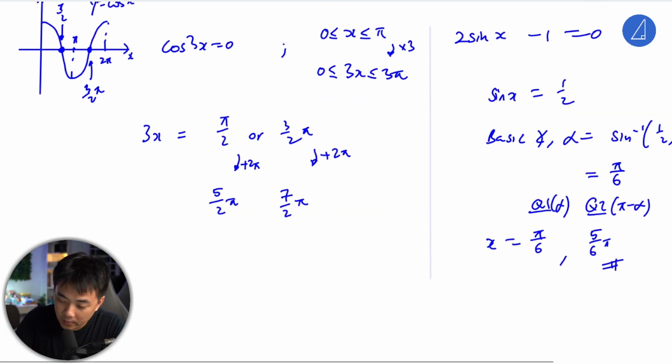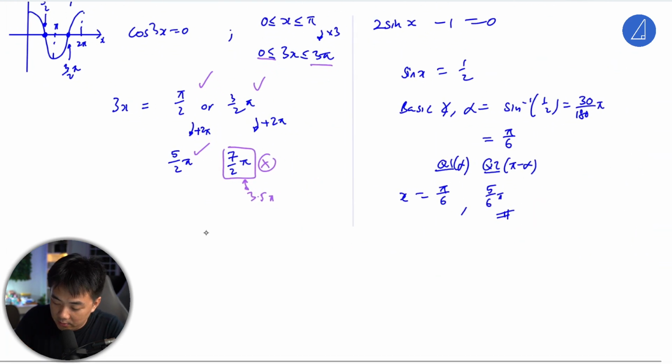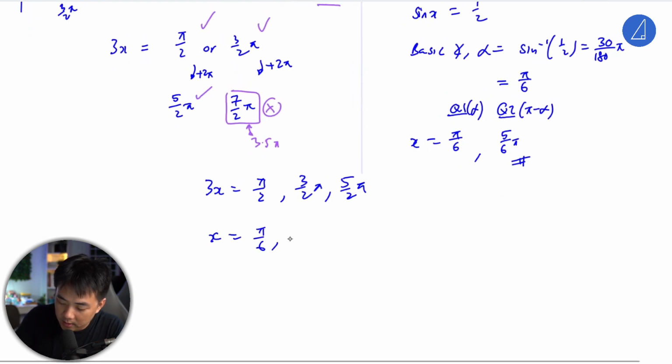We know that 7 over 2 pi is definitely out of range. It's already 3.5 pi, so this is not what we want. But we need this because between 0 and 3 pi, there are 3 solutions. So we solve for the angles pi over 2, 3 over 2 pi, and 5 over 2 pi. Divide by 3, there will be pi over 6, 3 over 2 divided by 3, that will give us a half pi, and 5 over 6 pi.